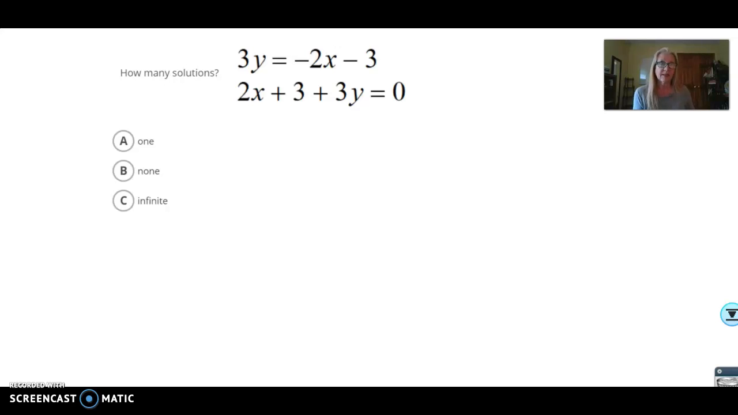Now, here's where it gets interesting because I'm asking you how many solutions, but I didn't give them to you in slope-intercept form. So with these, you're going to want to put them in y = mx + b form first so you can compare them. Should I go ahead and do that for you?